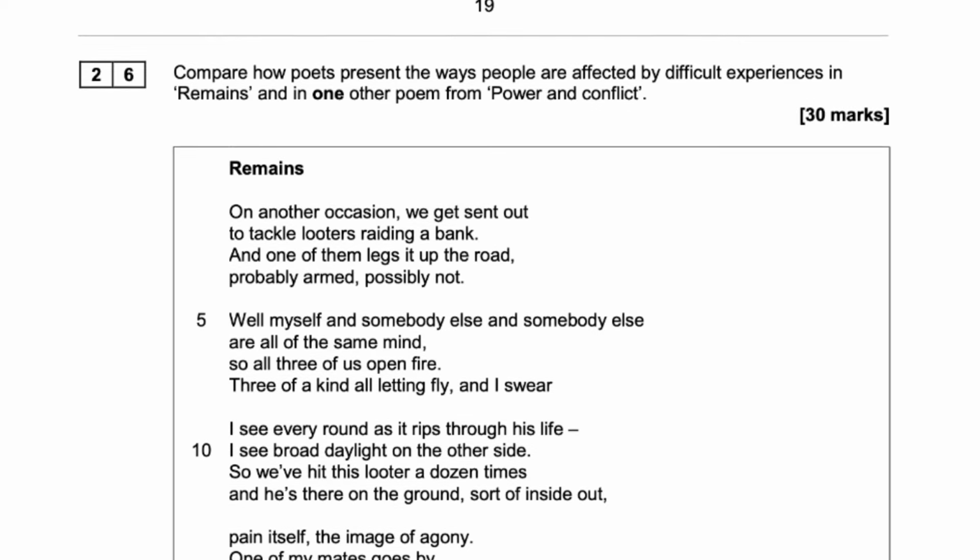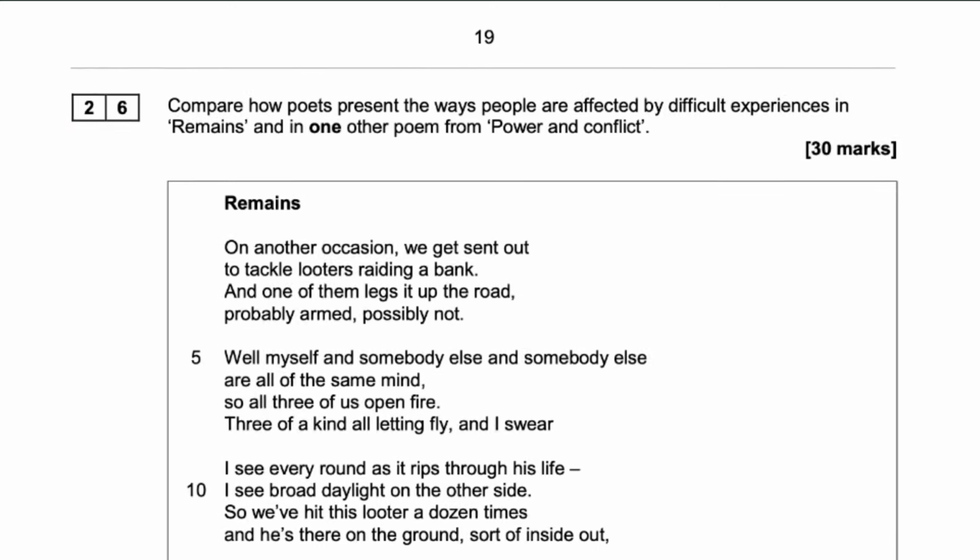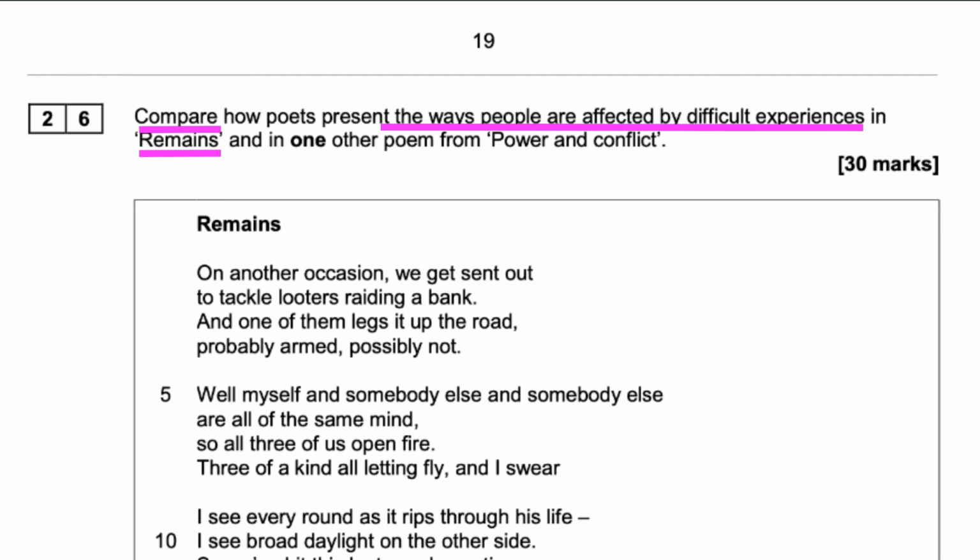Look above the poem and you'll see the question. Take a look at this one. Compare how poets present the ways people are affected by difficult experiences in Remains and one other poem from Power and Conflict. Whichever anthology you study, you are always given a named poem and asked to compare it to a second from the collection based on your memory. Next, you would highlight the specific language in the question. Here the question focuses on the ways people are affected by difficult experiences.